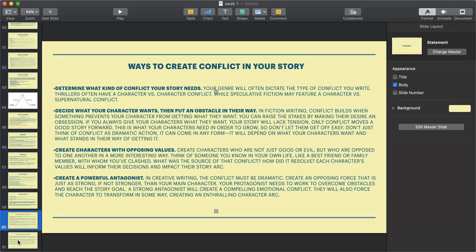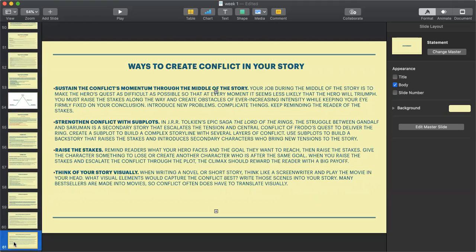Decide what the character wants and put an obstacle in their way. Create characters with opposing values, two different characters, two different ways of thinking. Create a powerful antagonist, a powerful villain. Sustain the character's momentum in the middle of the story. Conflict must be very strong in the middle of the story. Subplots: you can add small plots which will add to the interest of the story. Raise the stakes, remind the readers what will be the result if the character fails. It will be so devastating, so dangerous. Think of your story visually, and only then can you write a very good story.